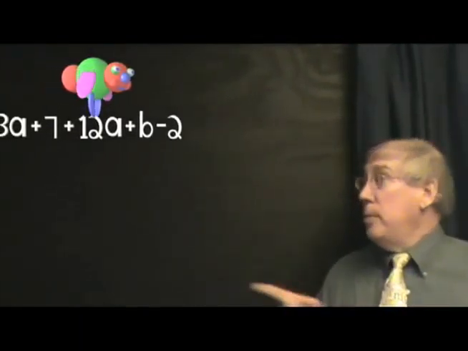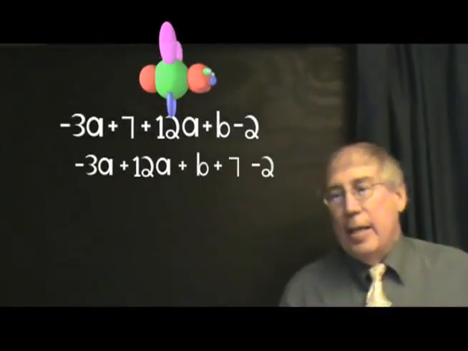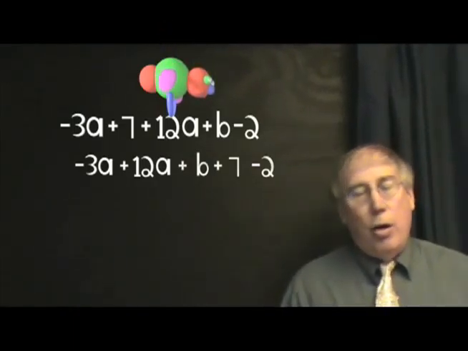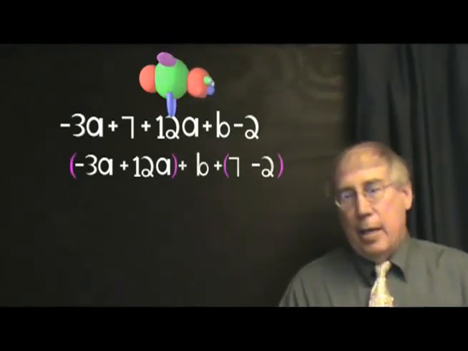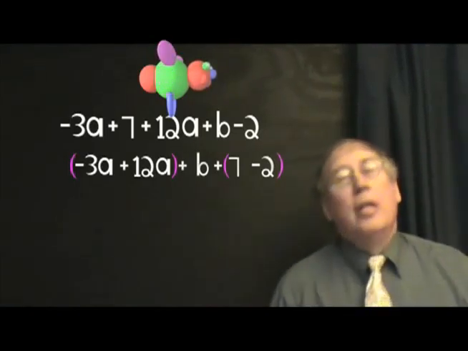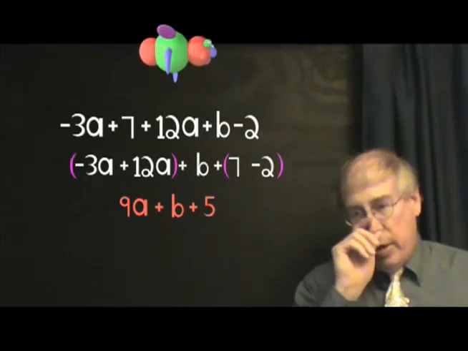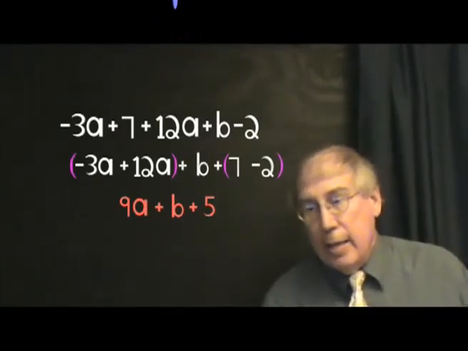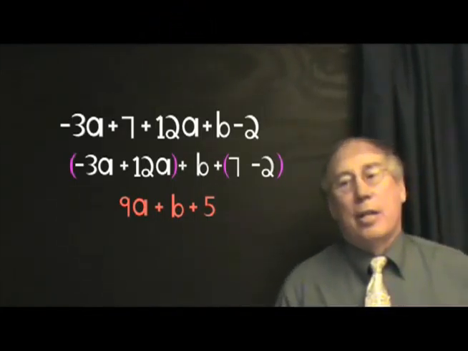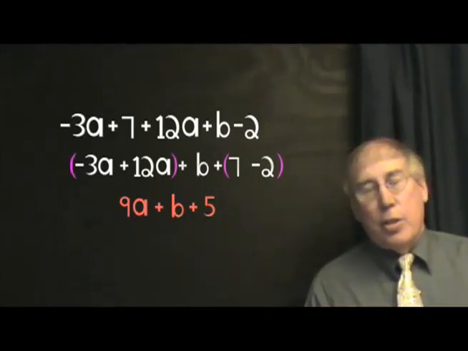Oh, this is Gene Bernoulli here, and he's bringing us another problem. Now we have some a's, a b, and some numbers. So let's combine all the like terms together. So the a's go together, we'll come out with 9a, and then a b, and a plus 5. That's our simplified expression.